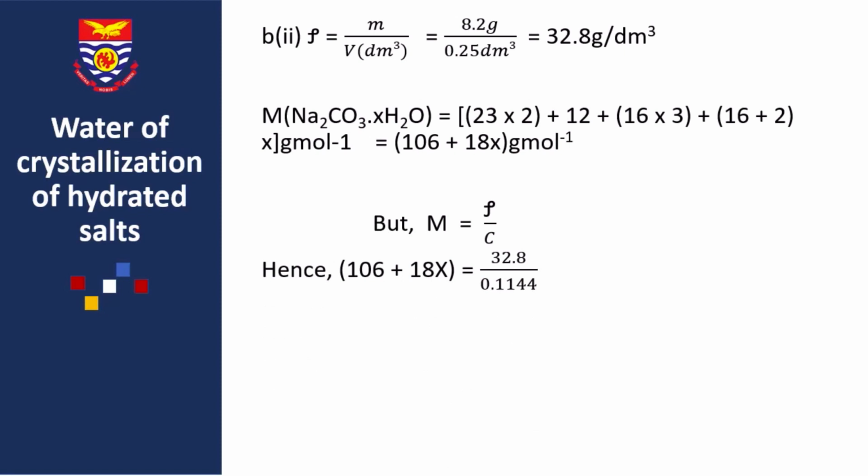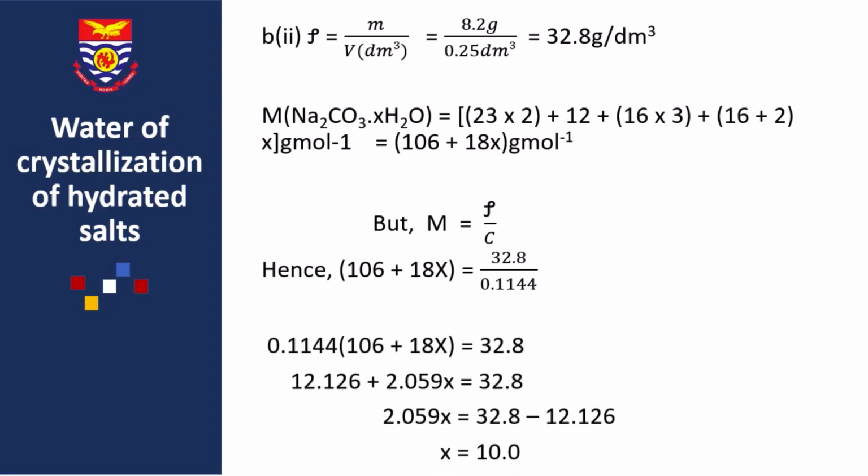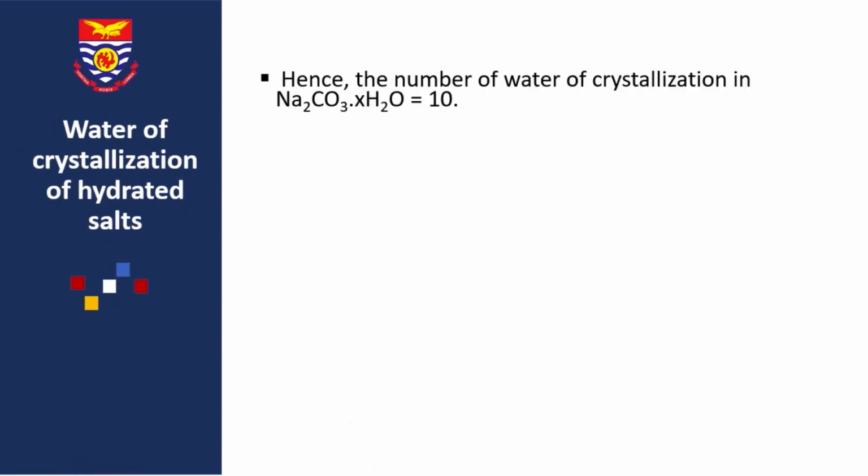And so 106 plus 18x is equal to 32.8, which is the mass concentration, over 0.1144, which is the amount concentration. What is left is mathematics to find the value of x. So we work x out and we have 10. The 10 means that the number of water of crystallization is 10. So wherever we see x in the compound, we put 10 there.